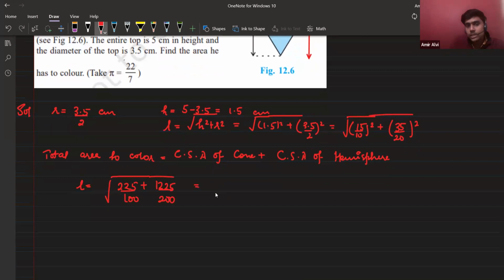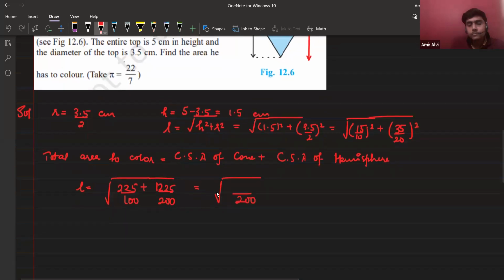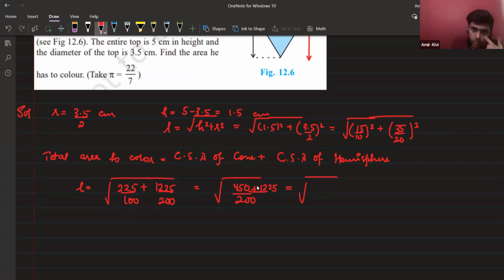Okay. So LCM will be equal to 200. If you take the LCM of this, 200 will be there. So it will be equal to 450 plus 1225. Okay, add them. Is this step clear to everybody? Please let me know. Very good. So it's equal to 675 by 200. Is this clear? Yes, sir. Okay.